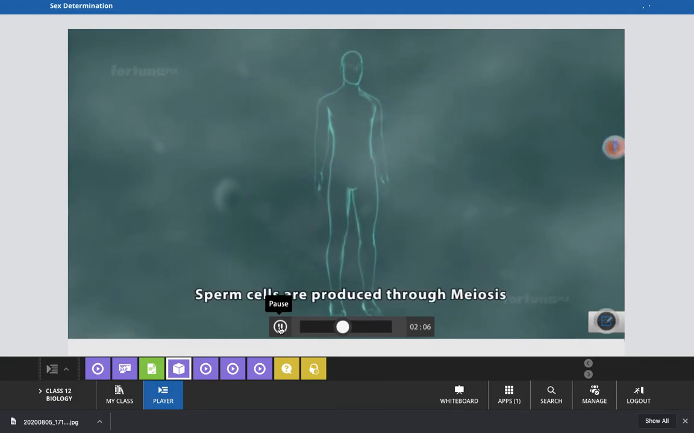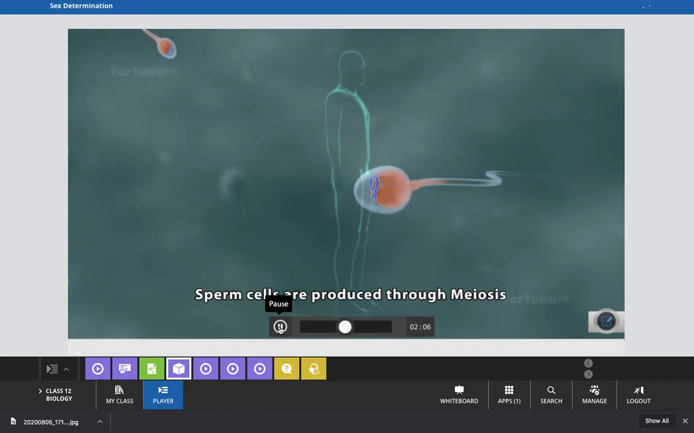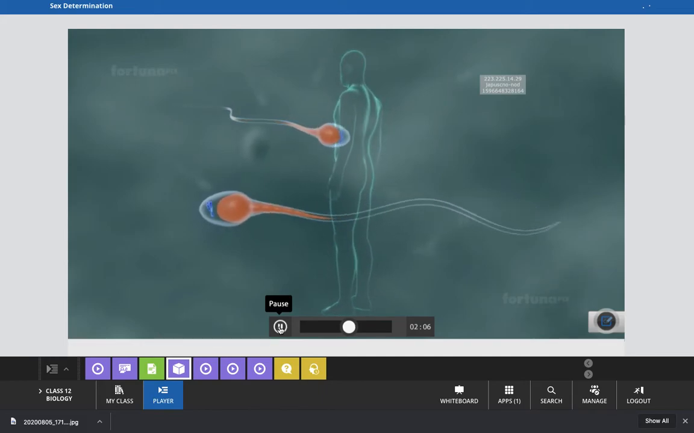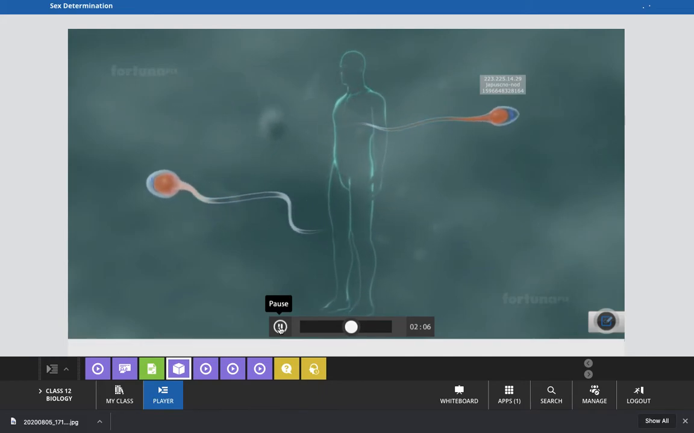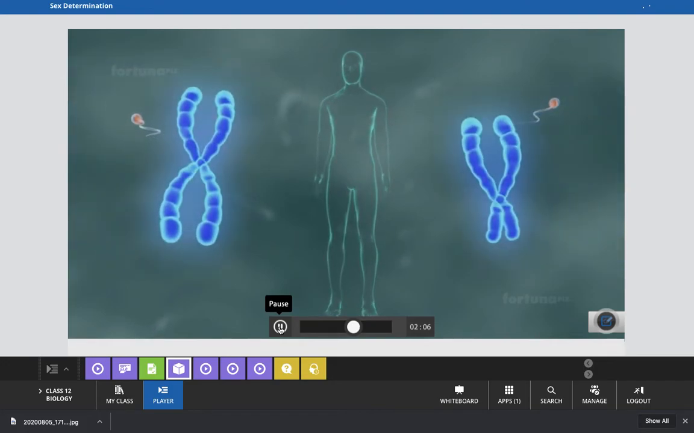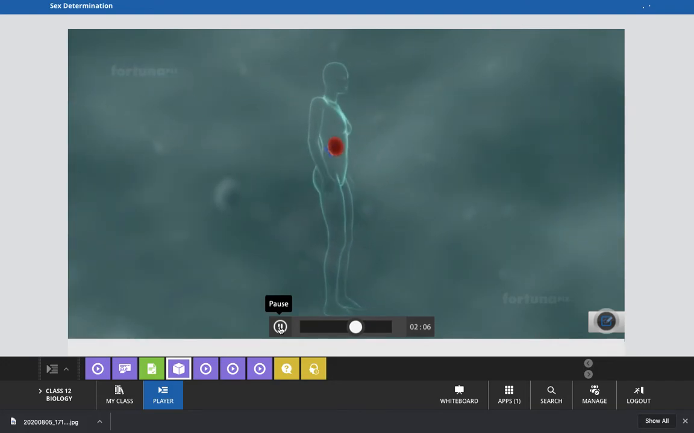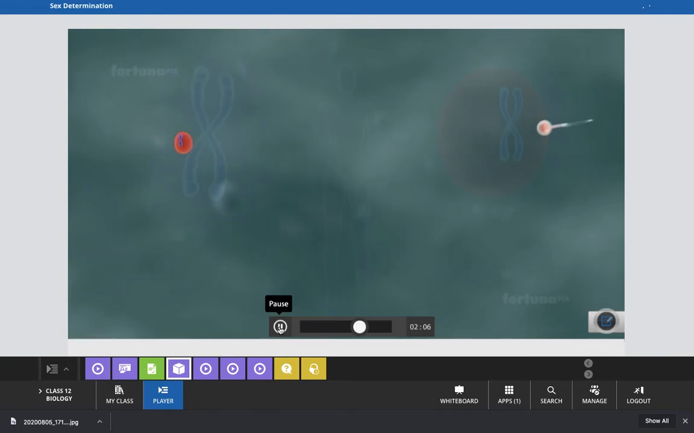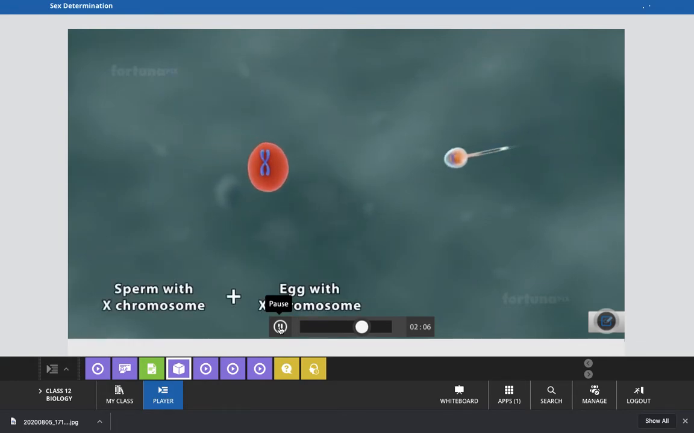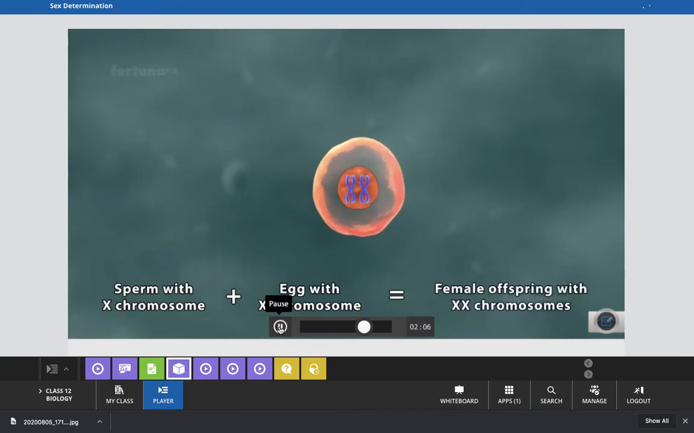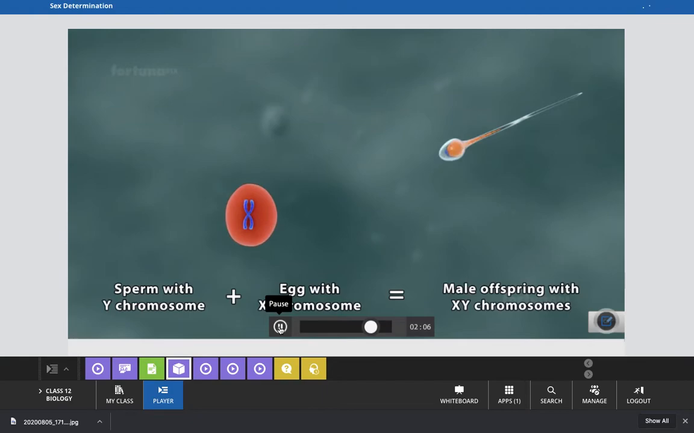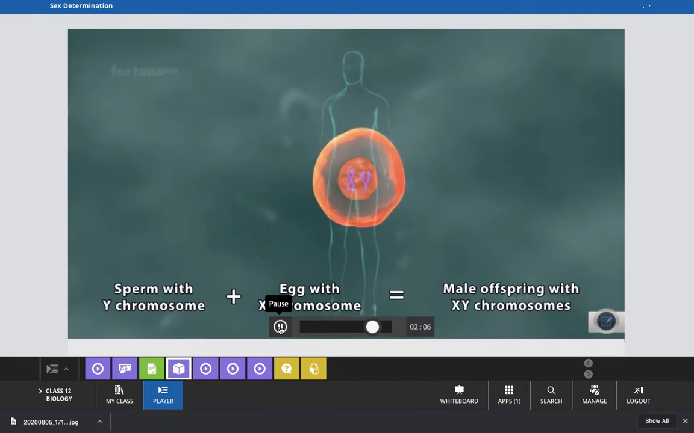In males, sperm cells are produced through meiosis with haploid or half the number of chromosomes, that is, 22 autosomes and 1 sex chromosome. Therefore, in a sperm, the sex chromosome can be either X or Y. Similarly, in females, the eggs have 22 autosomes and 1 sex chromosome, X. When a sperm with X chromosome fertilizes an egg with X chromosome, the offspring will be a female with paired X chromosomes. If a sperm with Y chromosome fertilizes an egg with X chromosome, the offspring will be a male with X and Y sex chromosomes.